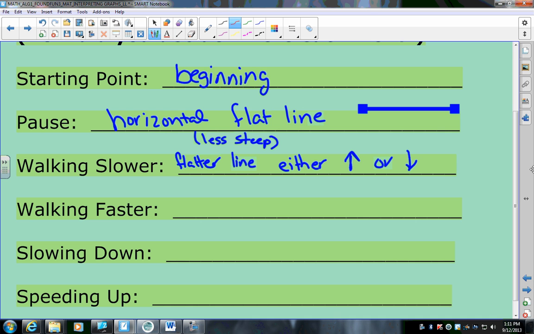Now, if you were walking faster, that is going to be a steep line, either increasing or decreasing.